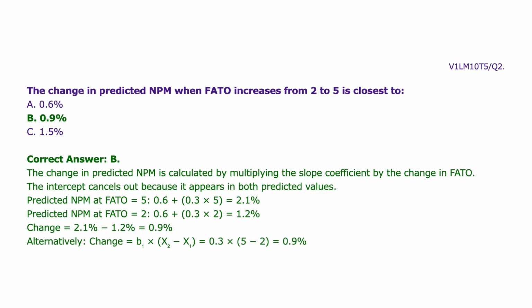The most efficient way to find the change in the dependent variable is to multiply the slope, B1, by the change in the independent variable. 0.3 times (5 minus 2) equals 0.9.